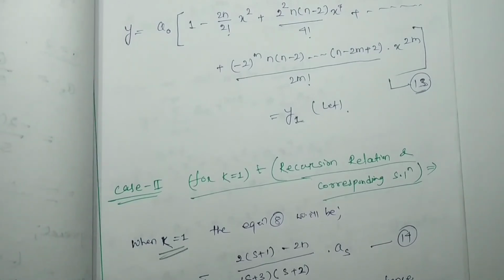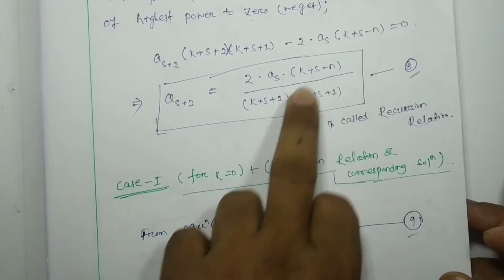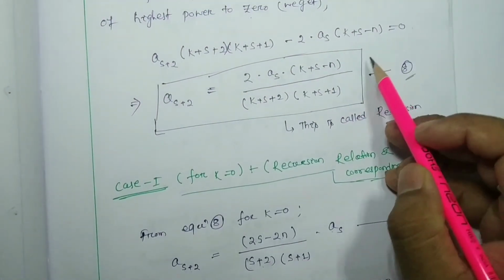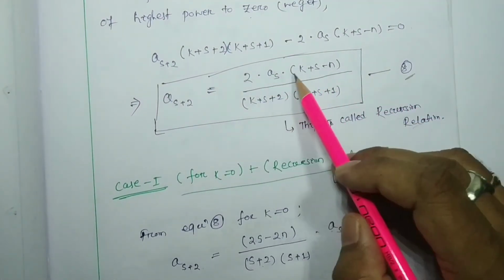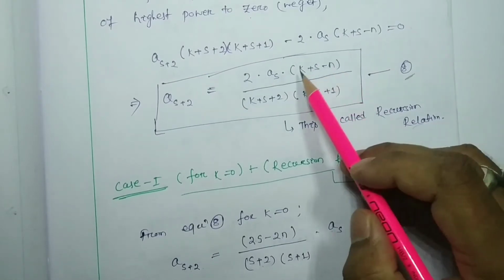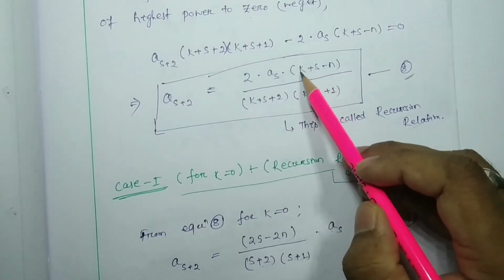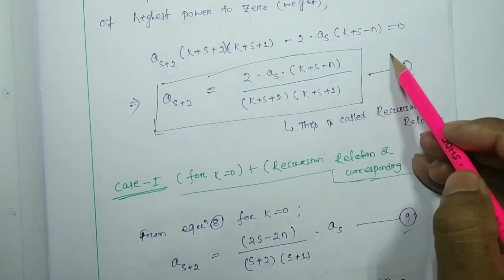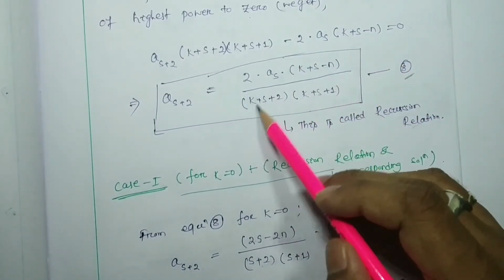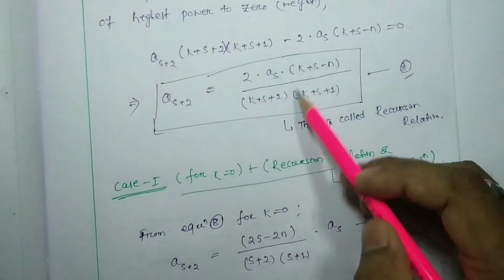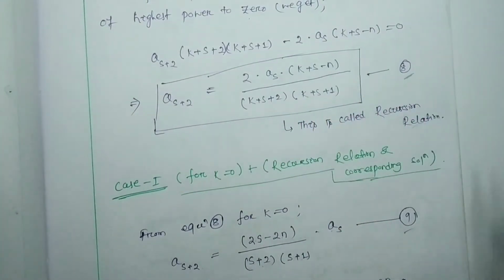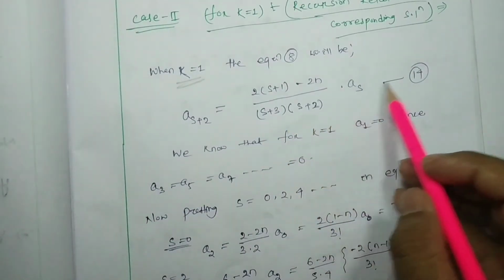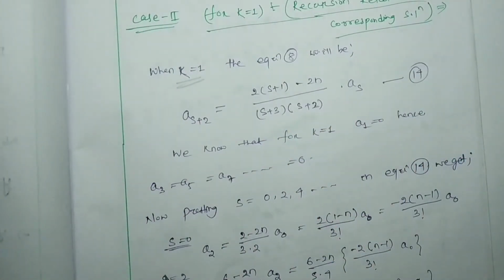2 into s plus 1 and minus 2n, because here it is written k plus s minus n, so I can write 2 into s plus 1 as k is 1, then minus 2n into s, whole divided by, since k is 1, s plus 3 into s plus 2. Let it be your equation number 14.